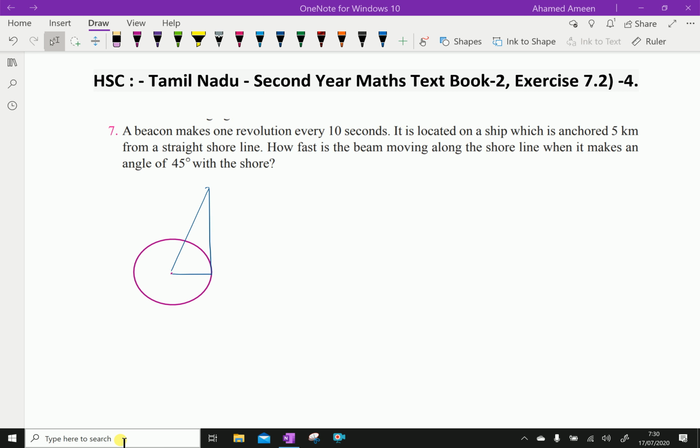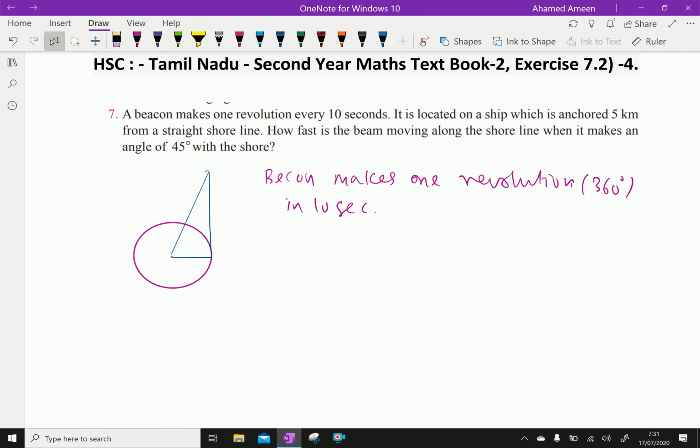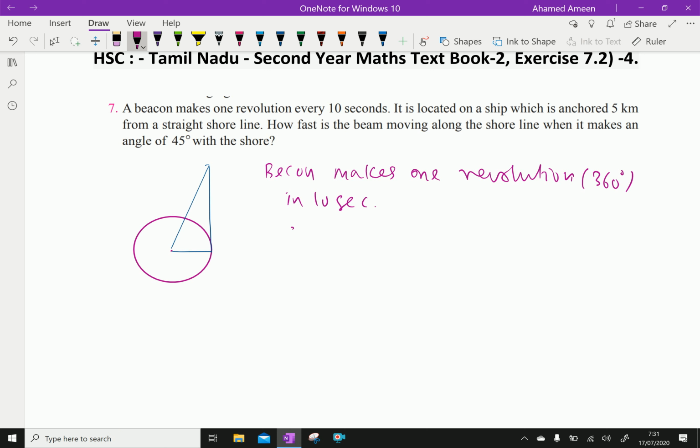Here, since the beacon makes one revolution, 360 degree, in 10 seconds, let it be here 45 degree, here x meter, A and B.